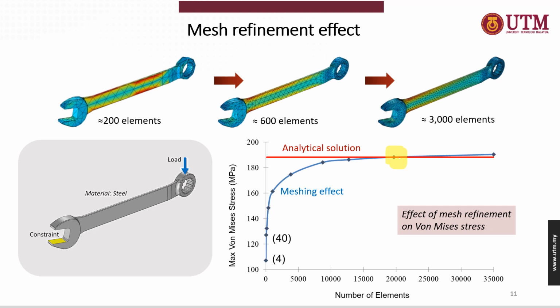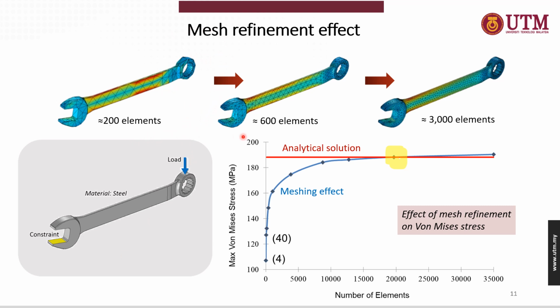Okay, to let you clearly see the effect of mesh refinement, the different mesh size on the geometry, I'll give you a different example here, which is a spanner. With only 200 elements, we can see very rough edges around the corner here.